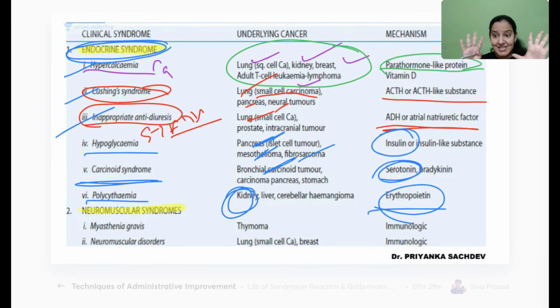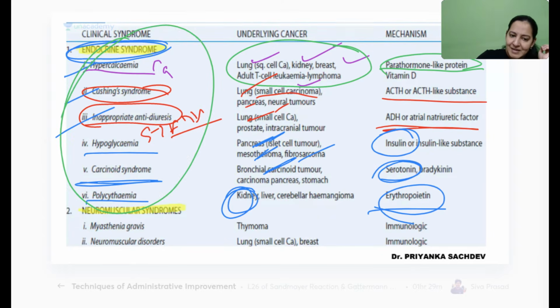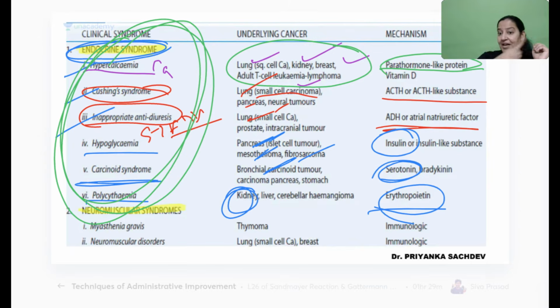Done. So these are the 6 endocrine features of paraneoplastic syndrome. So what is the patient complaining of? A patient comes to you with a complaint, either hypercalcemia, or Cushing syndrome, or SIADH, or hypoglycemia, or carcinoid syndrome, or polycythemia. Don't think, oh, the hemoglobin is very high, good. No, it can be cancer. So rule it out before complimenting the patient. If you see a patient's CBC with hemoglobin 16-17, don't say the hemoglobin is great, it is more than normal. It is polycythemia. It can be renal cancer. So just do a sonography or a CT scan. Rule it out, whatever investigation you want.